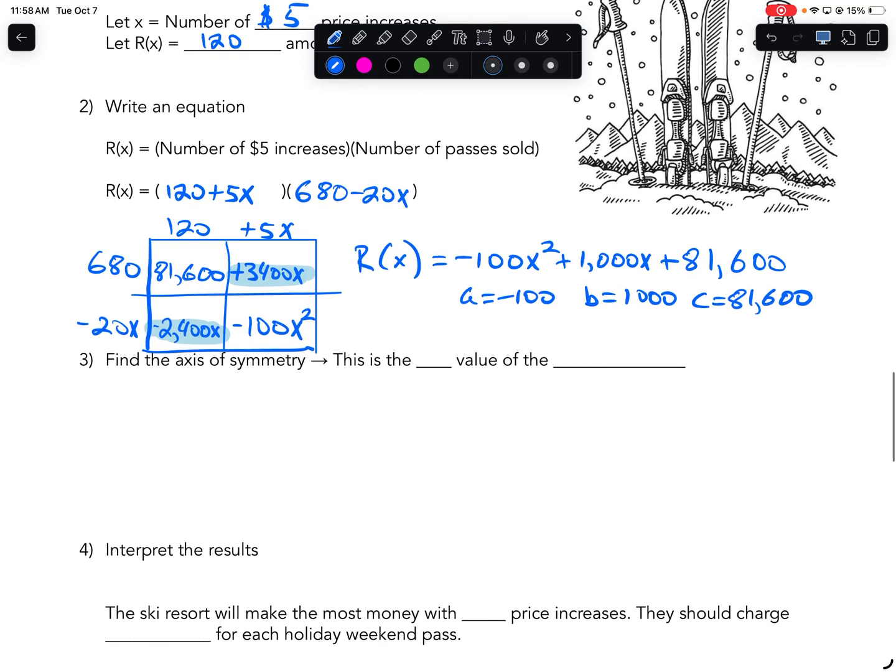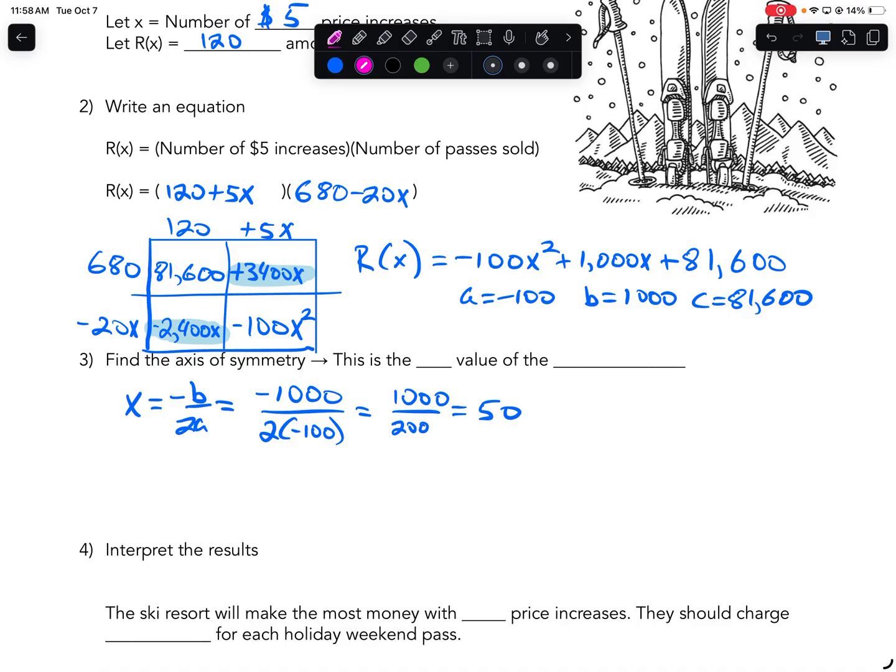So if I want to find the axis of symmetry, I use x equals negative b over 2a, which is negative 1,000 over 2 times negative 100. So the negatives are going to cancel, so it's 1,000 over 200. What's 1,000 divided by 200? 550.